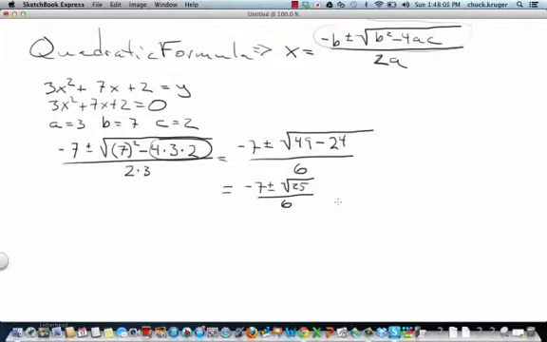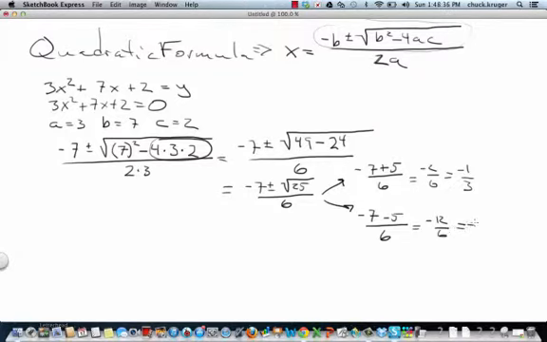divided by 6. That means I have two answers. I have a negative 7 plus, now the square root of 25 is 5 divided by 6. And down here I have a negative 7 minus 5 divided by 6. And if I solve this, I get a negative 2 over 6, which is a negative 1/3. Over here, I will get a negative 12 over 6, which is a negative 2.